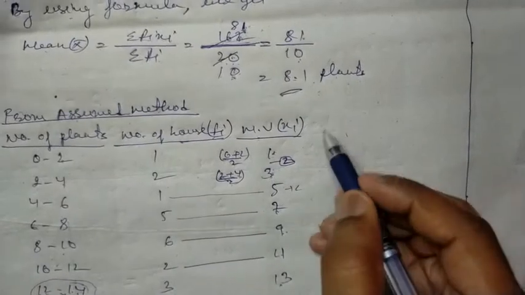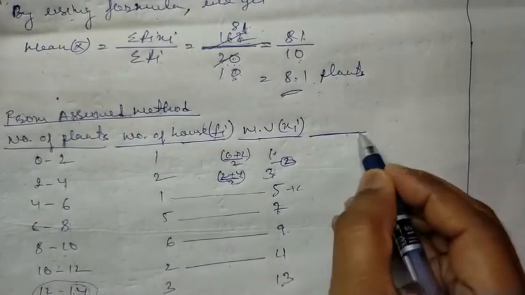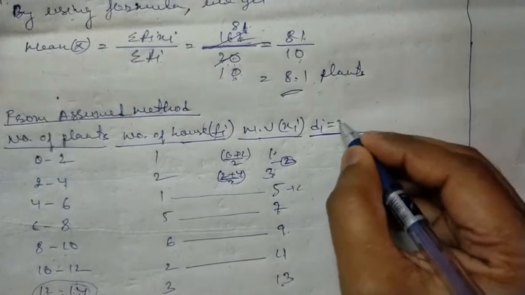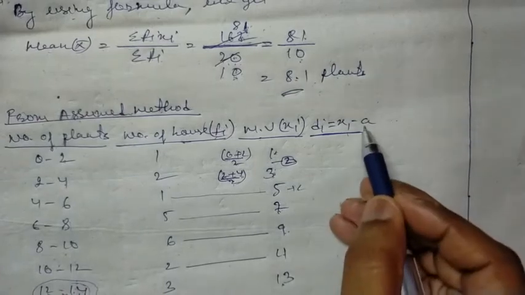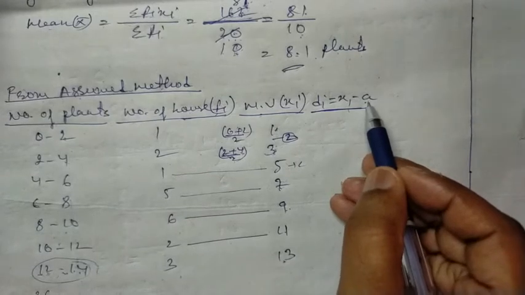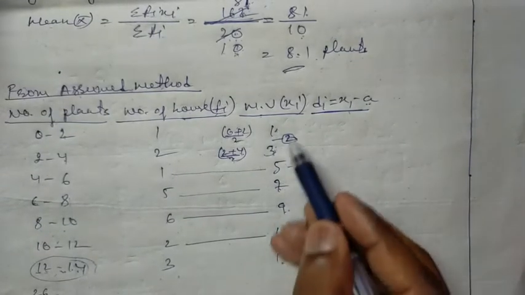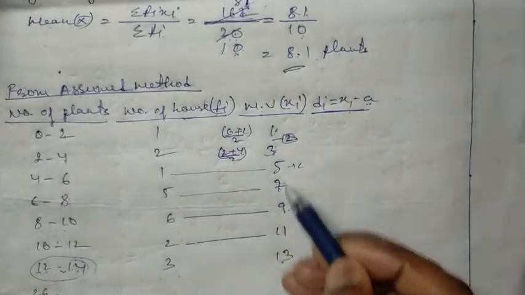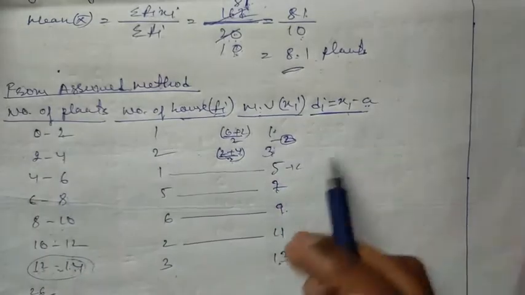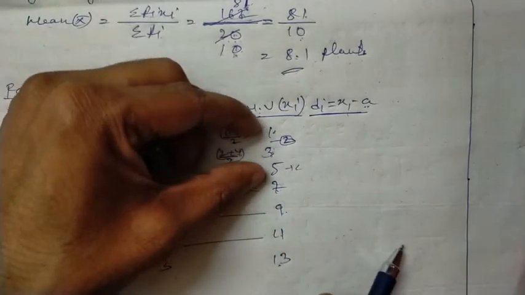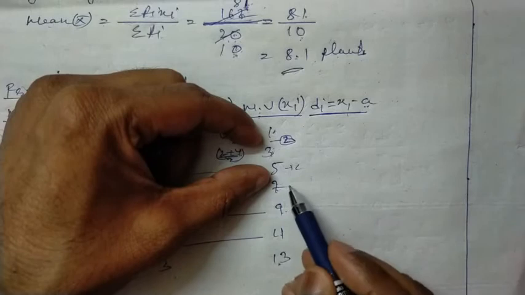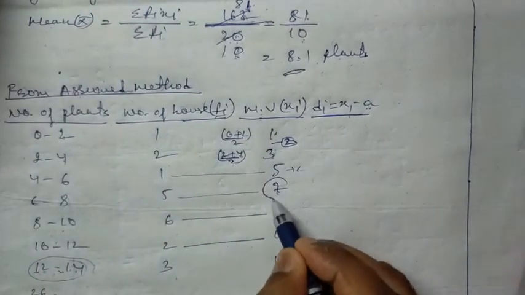Now here what you have to do? Here you have to write di is equal to xi minus a. What is a here? A is the assumed mean. We have to take the assumed mean from the mid values. Any number from the mid values we can take and we will get the answer. But I am going to take this one, this is the third mid value, as the assumed mean.